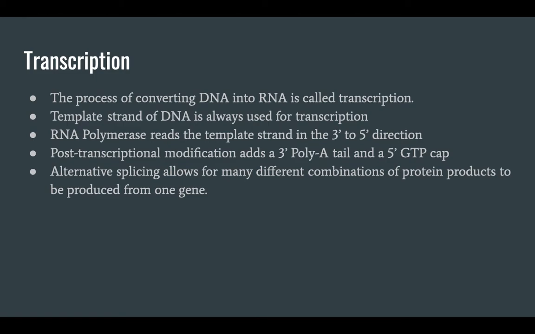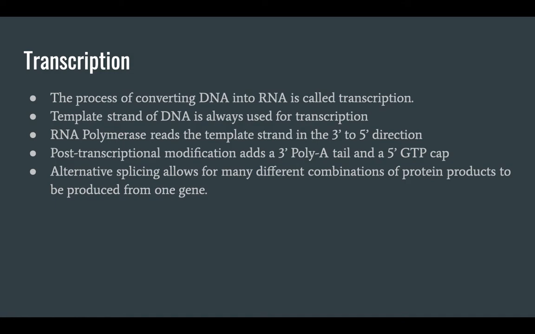So looking at the central dogma, we just covered DNA replication. However, it's important to see DNA into RNA, and that's exactly what transcription does. The process of converting DNA into RNA is called transcription. Within DNA, you know that there are two strands. However, only one strand of DNA is always used for transcription. That strand is called the template strand, and it's always used. The other strand, called the sense strand, is not used. In fact, another name for the template strand is the antisense strand.